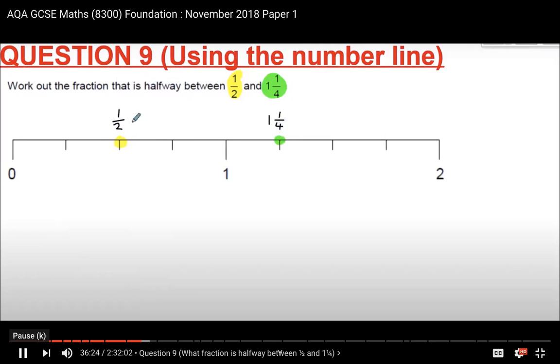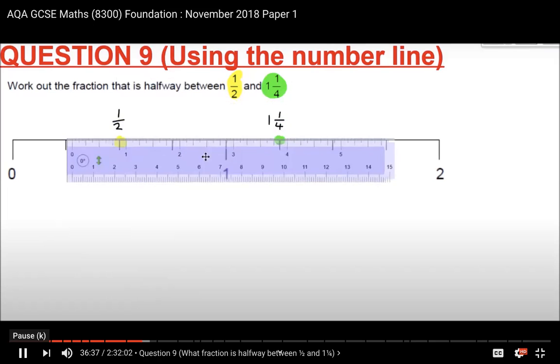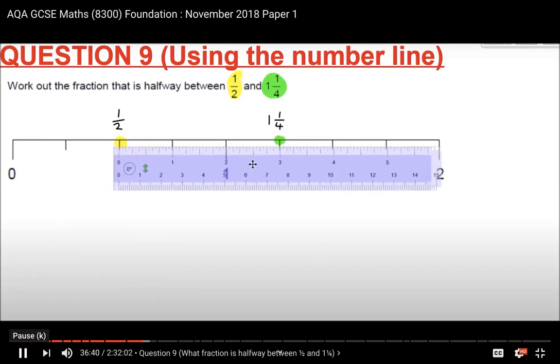To be honest, if you're not sure, you could even measure it because it's a nicely drawn scale. So if you were to get a ruler and actually measure halfway between them, now your ruler might be different to mine, okay? So I'm holding my hand up and saying that your measurements may well be different to mine. But mine here, between this yellow one and this green one, which is 1 1/4, I've got a measurement of about 3. So halfway between 0 and 3 on this would be 1 1/2. So you should find that the halfway point between these two fractions is about here.